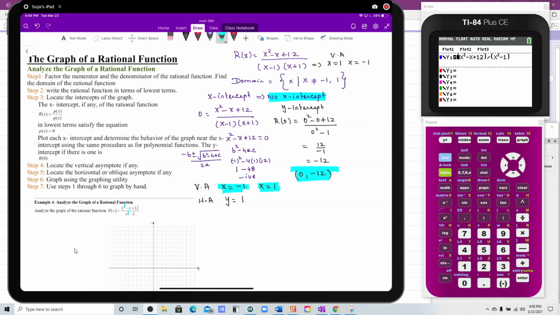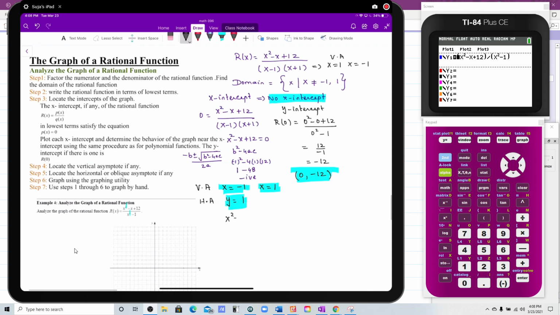So this is also the information I need to graph. Okay, so with all this information, before I graph, I just have to check if my graph is crossing the horizontal asymptote. So again, doing an algebraic check, the function given to me is (x squared minus x plus 12) over (x squared minus 1).